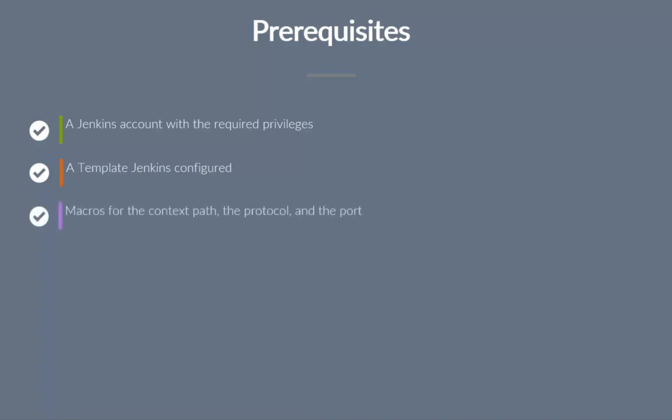In this video, we will assume that you have a Jenkins account having the required privileges to retrieve performance and system information. The template Jenkins has been created. Macros have been created to set the context path, the protocol, and the port. The host to which the template will be applied has been configured. The template Jenkins is enabled on the host. We will therefore only focus on the configuration of the HTTP request.